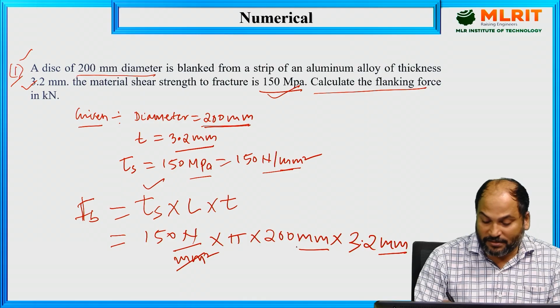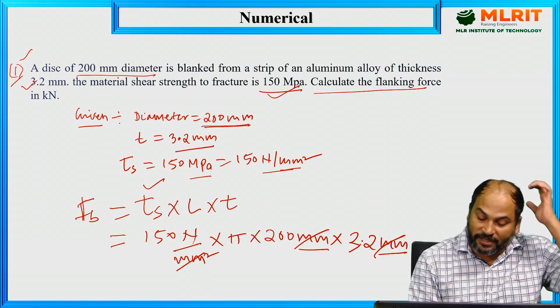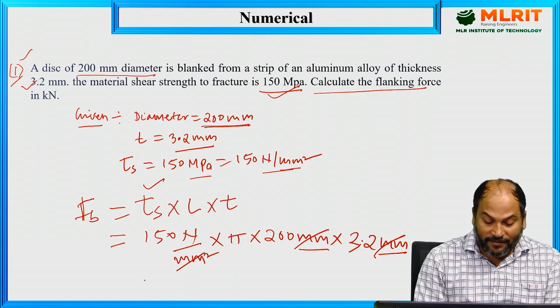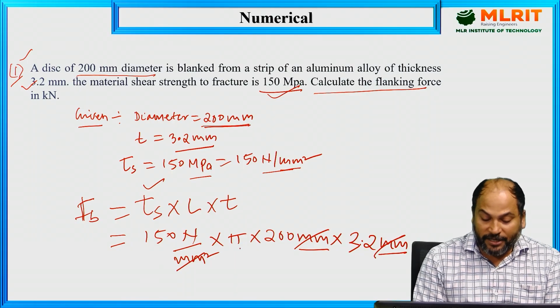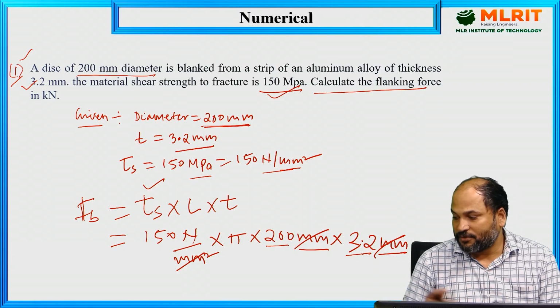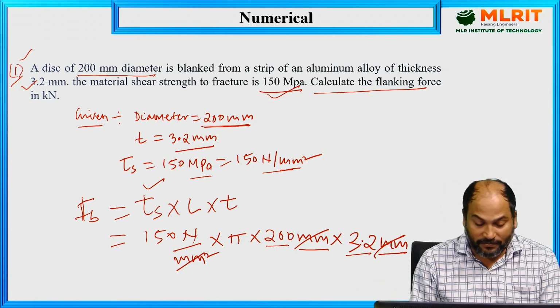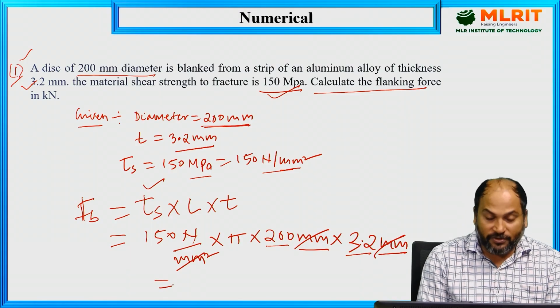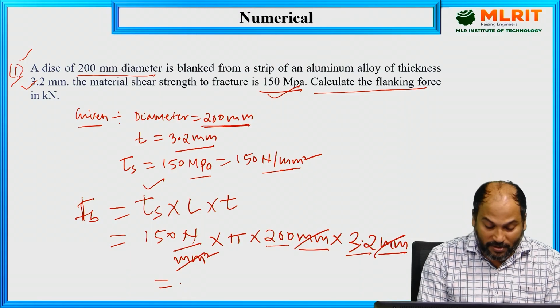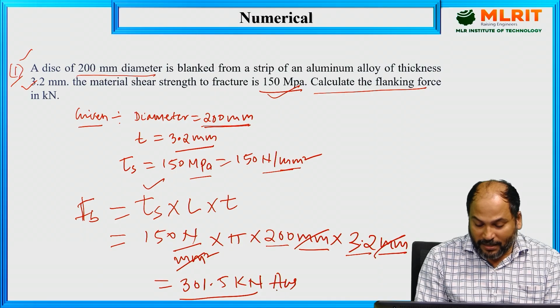So this will be cancelled out. That's why we didn't change the unit, because automatically it will be cancelled out. So finally what we are left with is 150 Newton into pi into 200 into 3.2. Once we multiply this, I'm not going to calculate this directly, I'm writing the value. So the final result will come out to 3301.5 kilo Newton. That will be the final answer of this numerical.